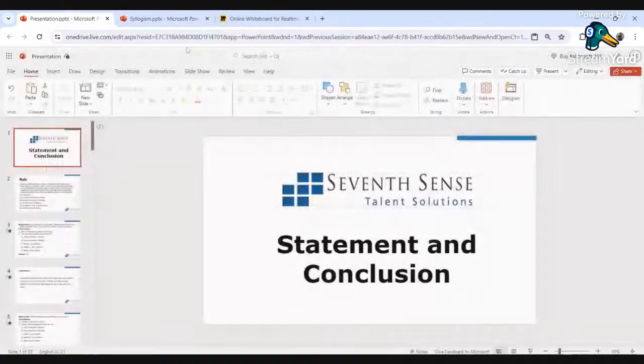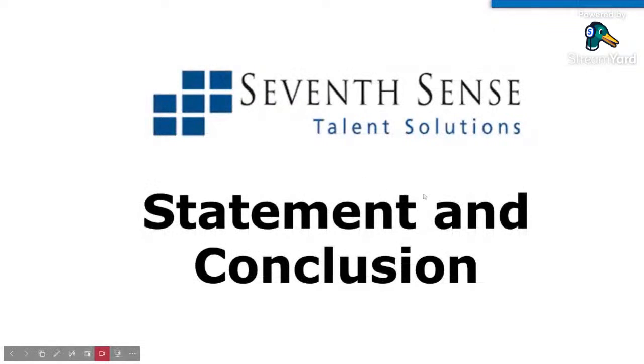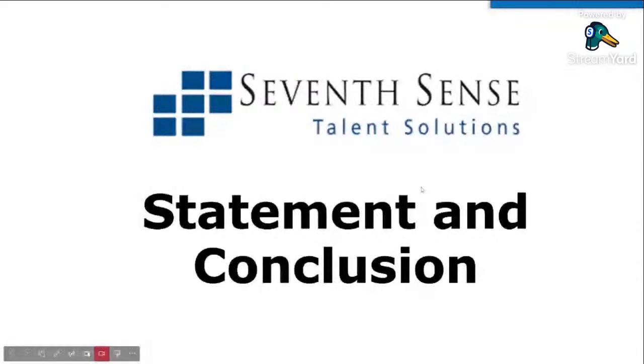Next topic, what I have for you is something called statement and conclusion. Okay, fine. Number of questions in TCS NQT on this topic: you'll get around 2 to 4 questions on this, or the maximum asked is probably around 6. That's it.